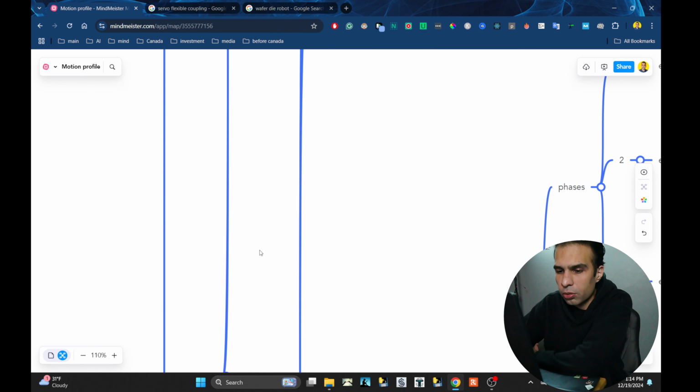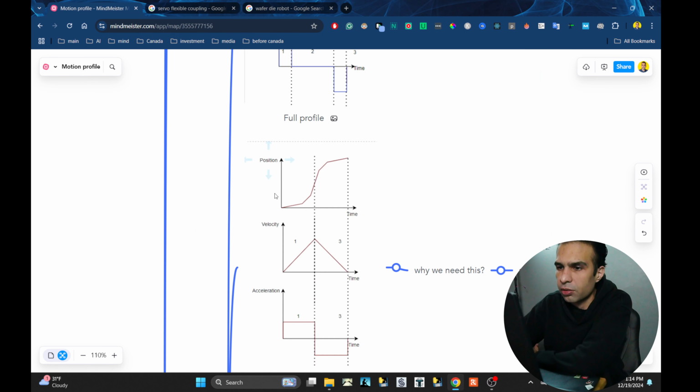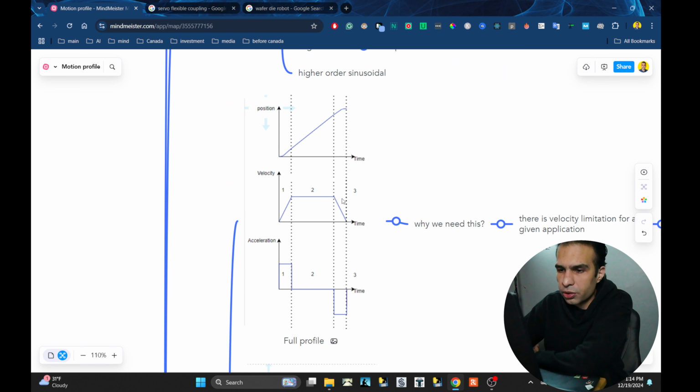So first thing first, let's talk about the T-curve. The T-curve is a place that everybody starts with. So how does the T-curve work? The T-curve has 3 phases. When you talk about the motion profile, the most important thing is how many phases it has. Different motion profiles have more phases.